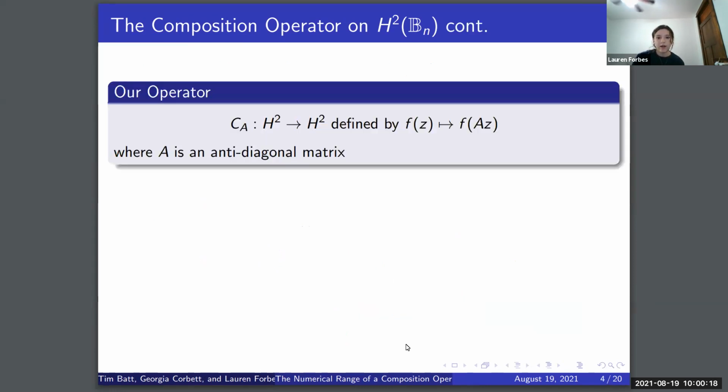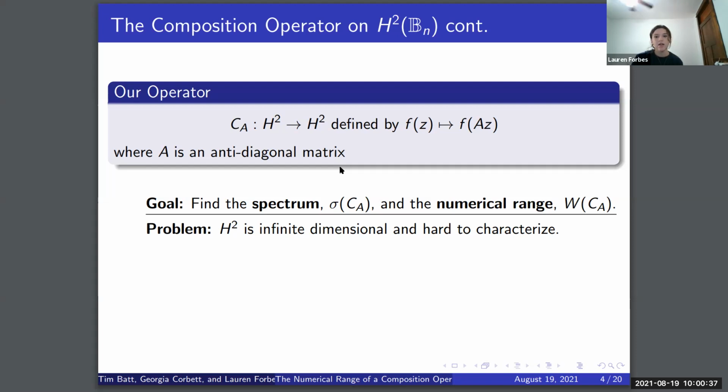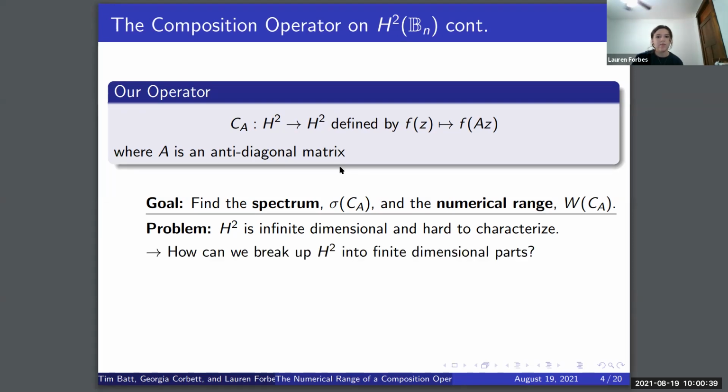Okay, so we have our operator on the Hardy space mapping F(Z) to F(AZ), and our goal is to find the spectrum and numerical range of this operator. But we have a problem. The Hardy space is infinite dimensional, and as a result, the spectrum and numerical range of CA can be quite expansive and difficult to characterize. So we need to find a way to split up our Hardy space into finite dimensional parts.